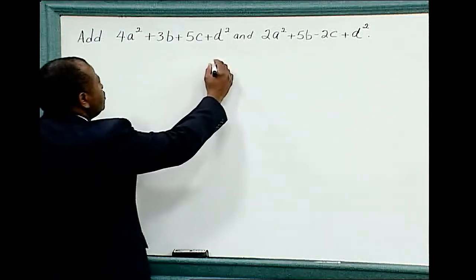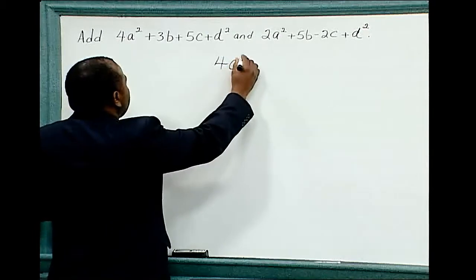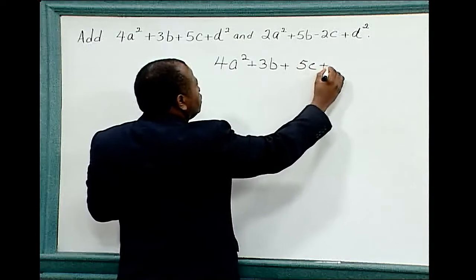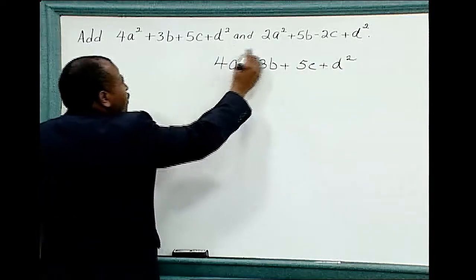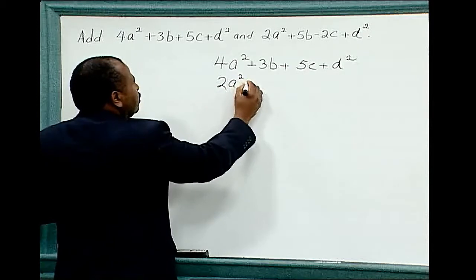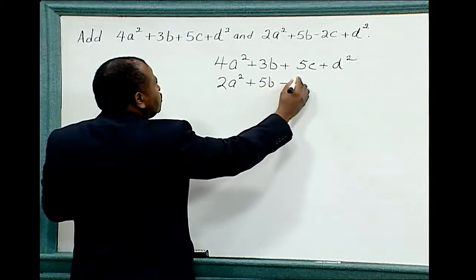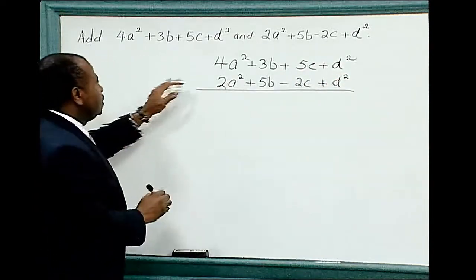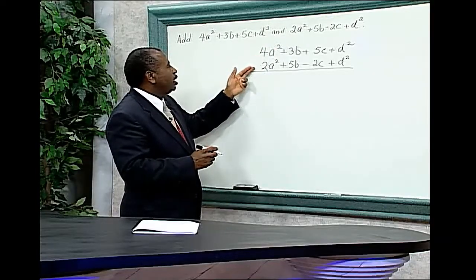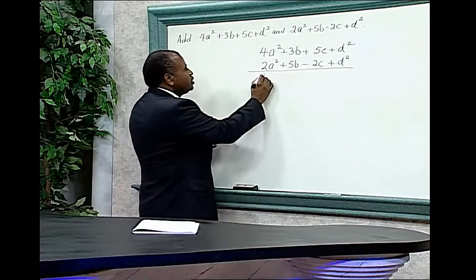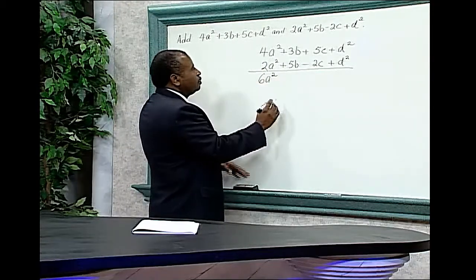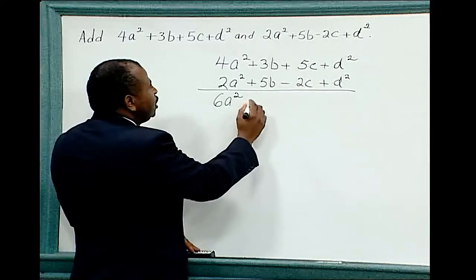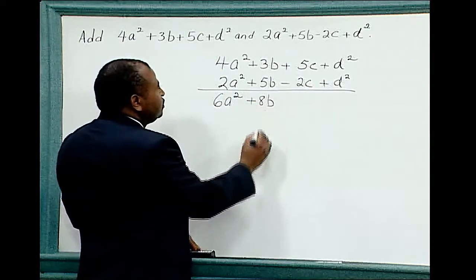Let's begin by lining these terms up vertically. 4a to the second power plus 3b plus 5c plus d to the second power and 2a to the second power plus 5b minus 2c plus d to the second power. 4a to the second power plus 2a to the second power is equal to 6a to the second power. A positive 3b plus a positive 5b is equal to a positive 8b.